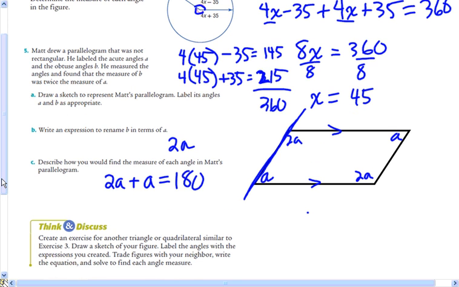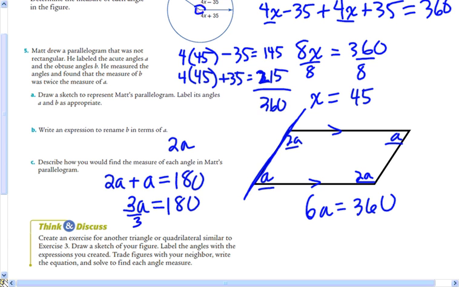And that equation would just be A plus 2A is 3A, plus A is 4A, plus 2A is 6A equals 360. You can do that one. You'll get the same thing. A plus 2A is 3A. Divide both sides by 3, and you get A equals 60. And if A is 60, that's the smaller angle. The other angle is twice that, 2 times A, so that other angle is 120. And that was angle B.